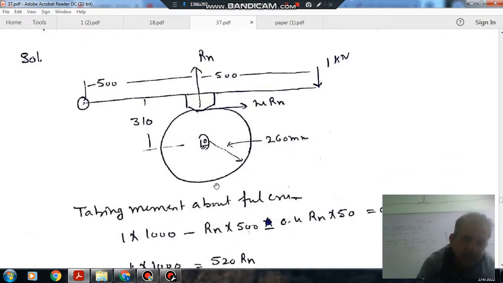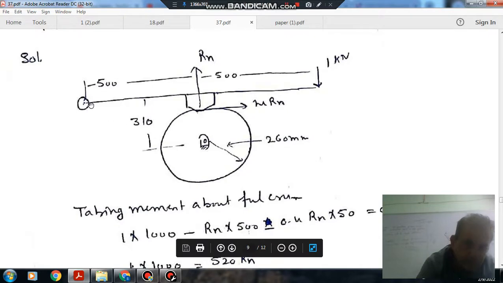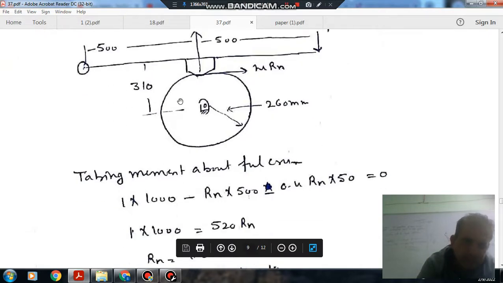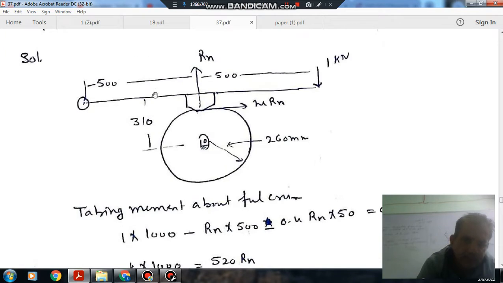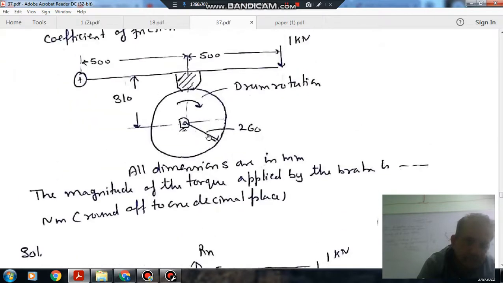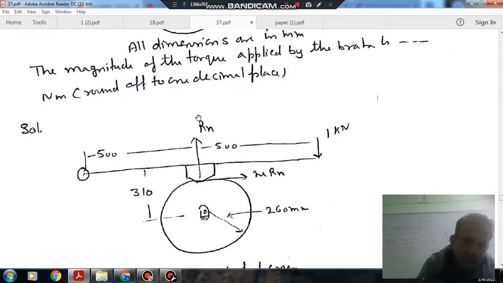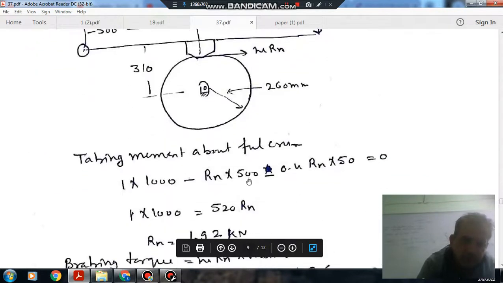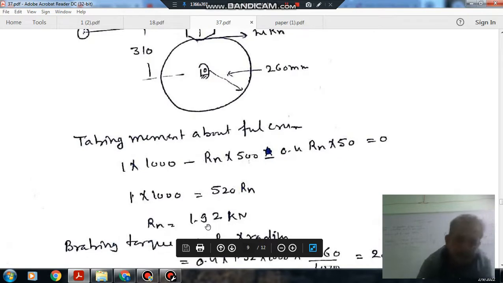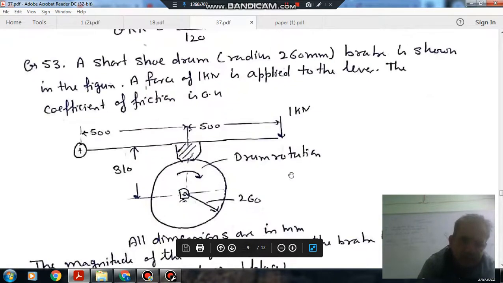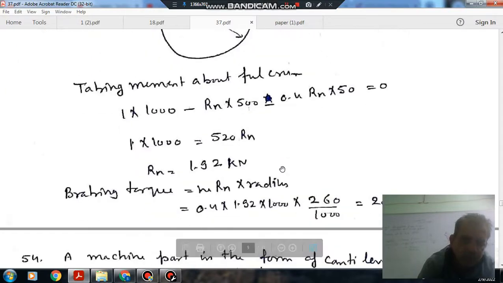Taking moment about the fulcrum, this point, that is 1 into 1000 minus Rn into 500 minus 0.4 Rn into this distance. This distance is 310, this is 60, so this will be 50. From this we can find out Rn. Mu is given as 0.4, so Rn comes out as 1.92 kN.